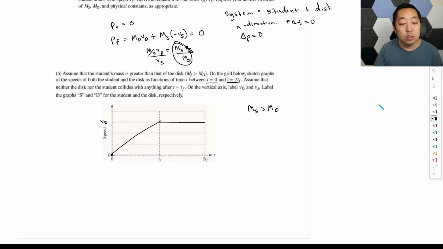Why do I know that? Because the student's mass is greater. If ms is greater than md, then that means vd over vs is greater than 1. So vd is bigger than vs.